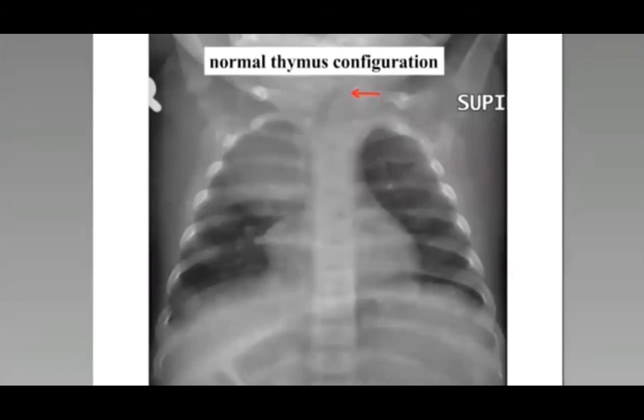Now, it's difficult to obtain a full inspiratory effort in an infant as they cannot follow instructions. And often the chest radiographs that we obtain in an infant are with low lung volume. When that happens, the trachea is elevated and buckled to the right.